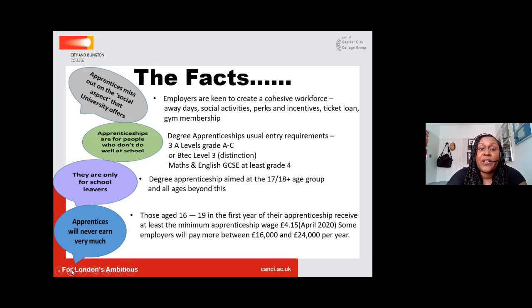Degree apprenticeships are the same as any other degree level. They want 3 good A levels or a BTEC level 3, and for standardization, they want maths and English GCSE grade 4 and above. And again, it's literally for all ages, so it's not necessarily just for young people. Apprenticeships are for all ages, and earning potential for a degree apprentice could be anything up to £24,000.